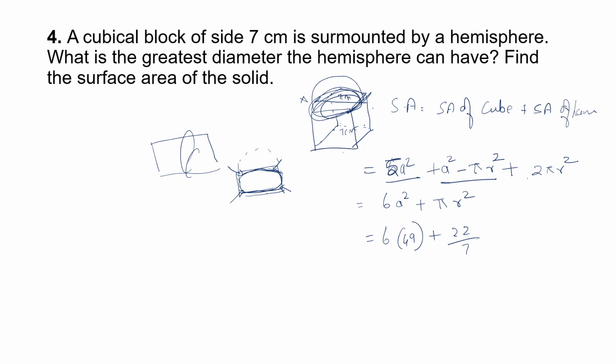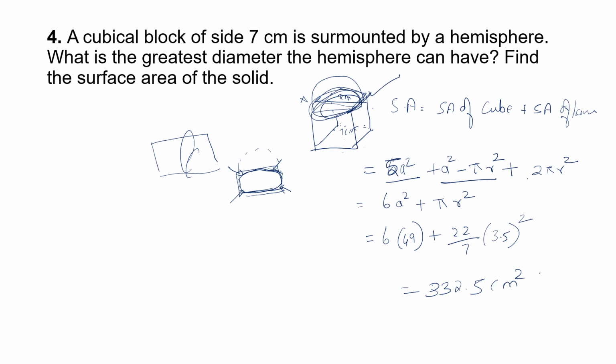Full side length is 7, so that means r will become 3.5 whole square. If you calculate all these things, please do the calculation by yourself, it will become lengthy. Only understanding the concept should be clear.